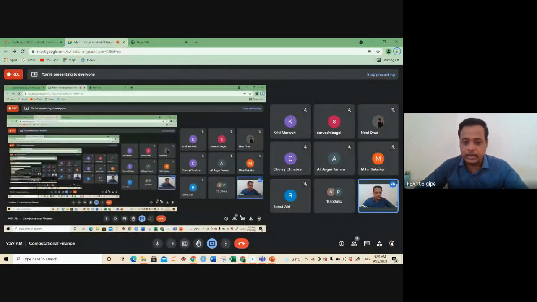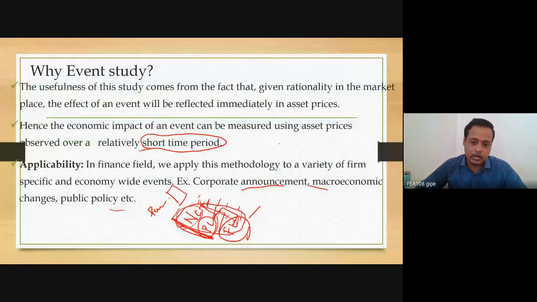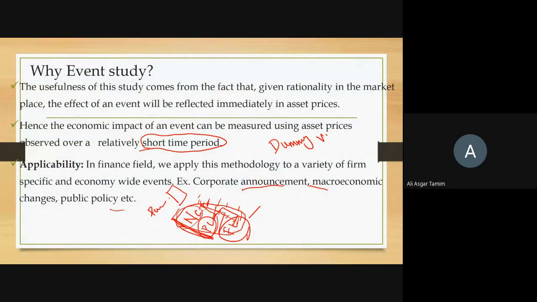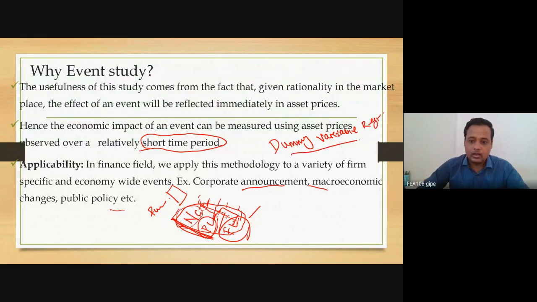The second solution to it is the dummy variable. Have you heard about dummy variable regression? Sir, yes, I have heard about it. I'm just not sure how we can apply it here. Yes, I am saying, see, dummy variable regression: you create dummies for frequent events.